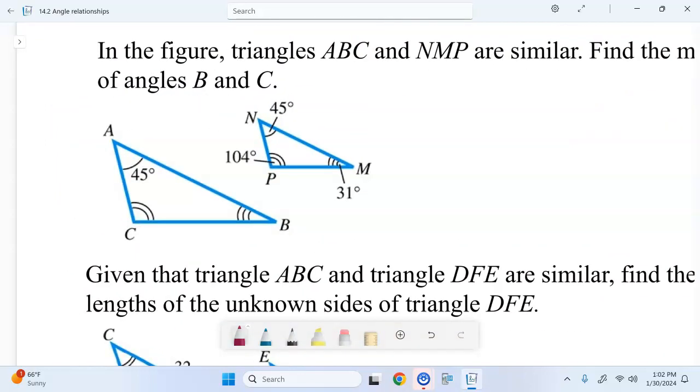So we'll start with the angle relationships. Okay? Based on the diagram, which angle is corresponding with angle A? How do you know?